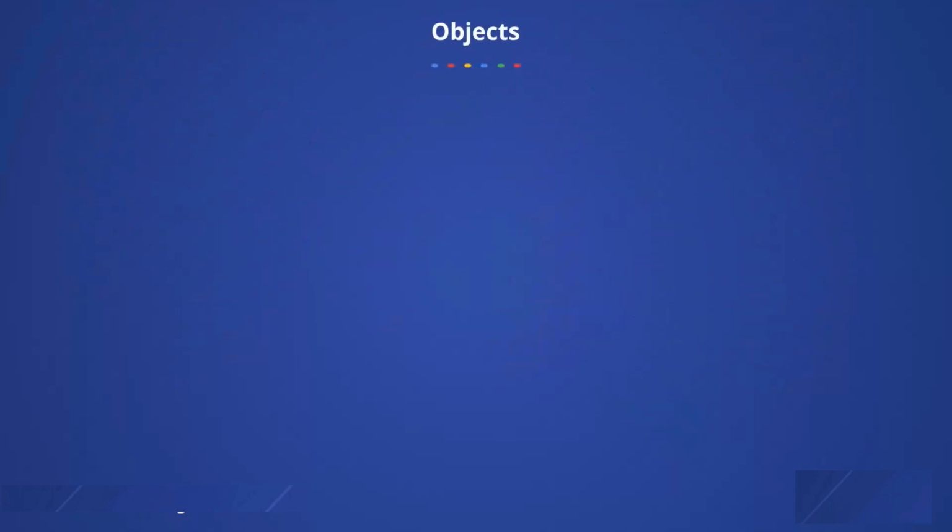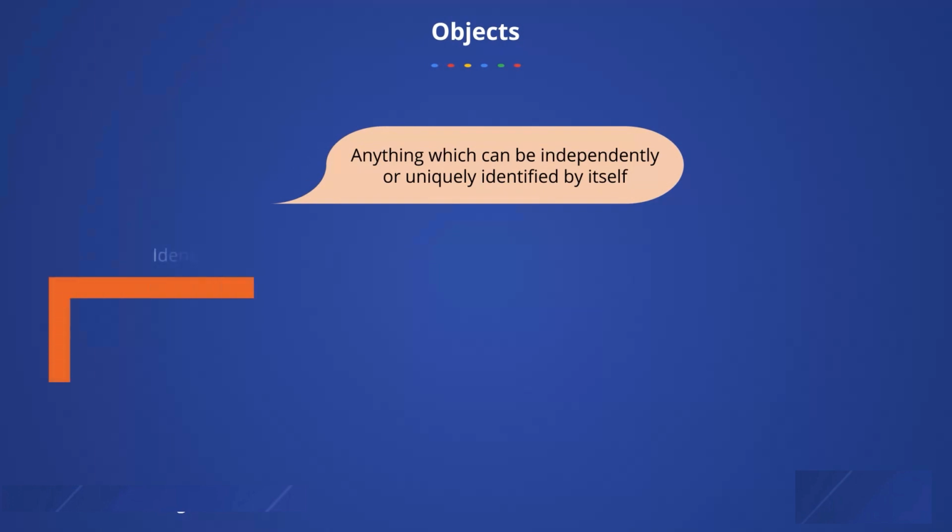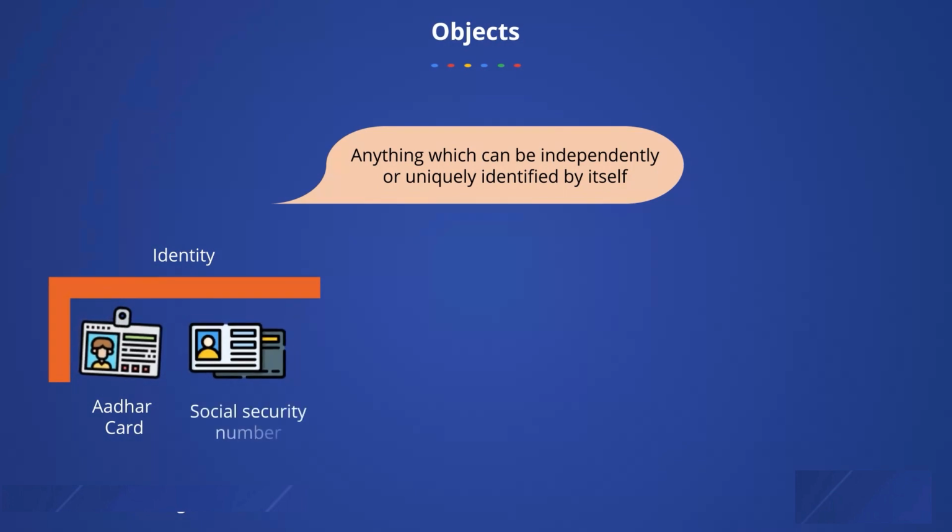So what is an object? If you ask me what is an object, an object is basically anything which can independently or uniquely identify itself. In fact, we ourselves are objects. We can uniquely identify ourselves maybe using Aadhaar ID, that is for India. In US, maybe social security number.